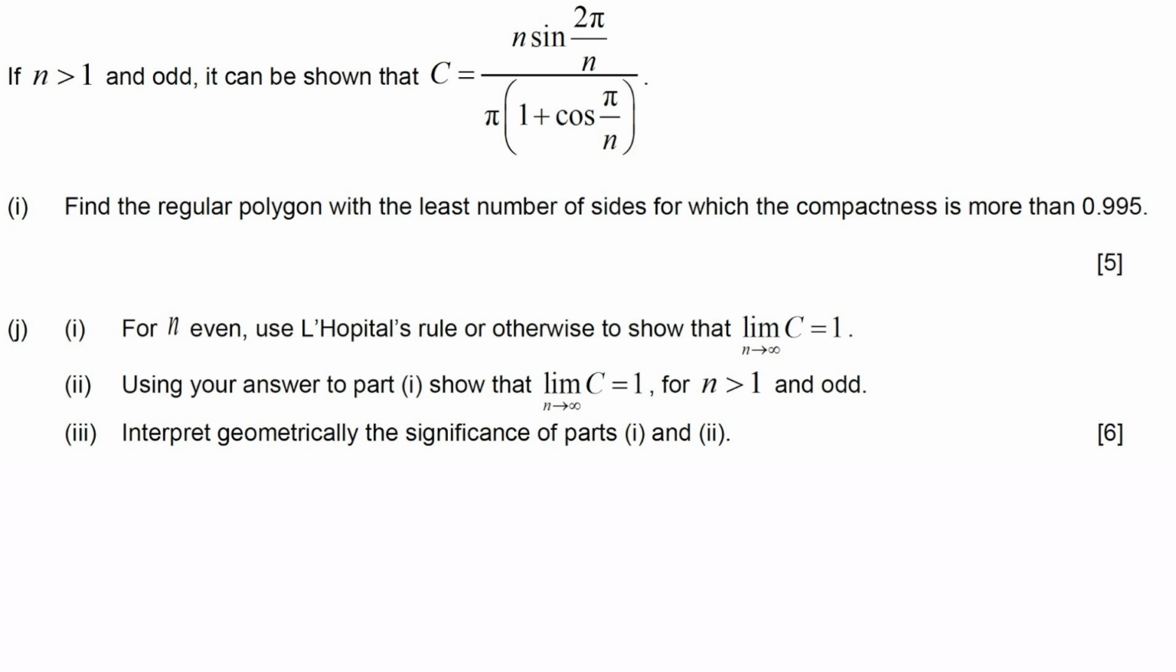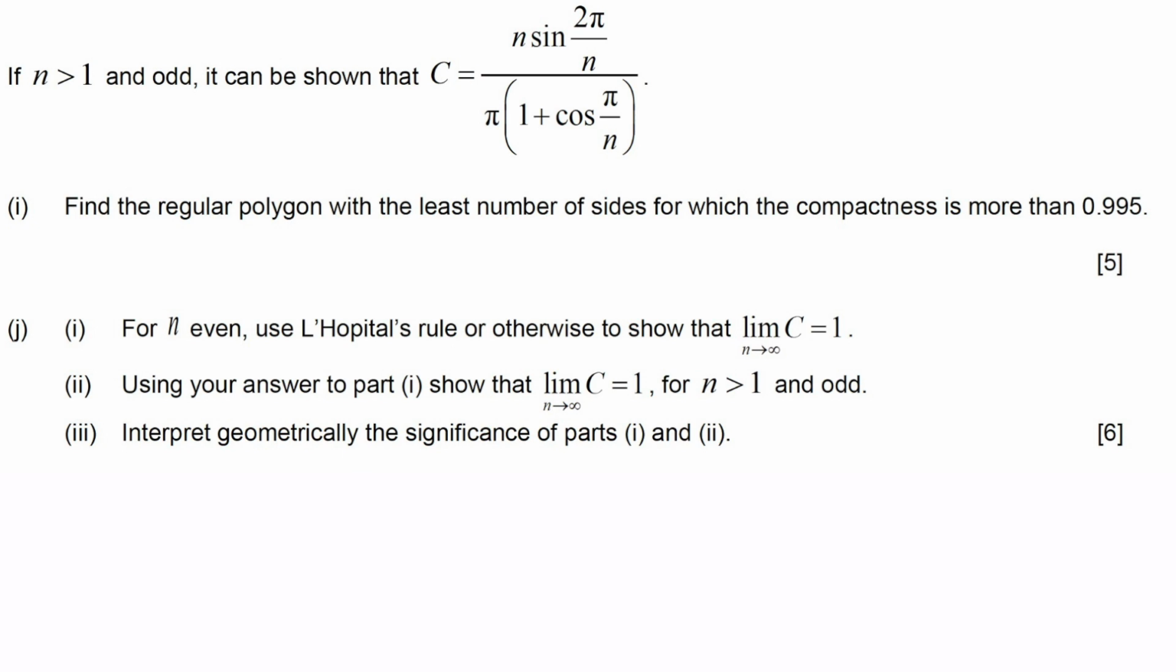Okay, so next part. We are now going to figure out what is the regular polygon with the least number of sides for which the compactness is more than 0.995. The question does tell you that if n is odd, they give you the formula for C: n times sine 2 pi over n over pi times 1 plus cosine pi over n.